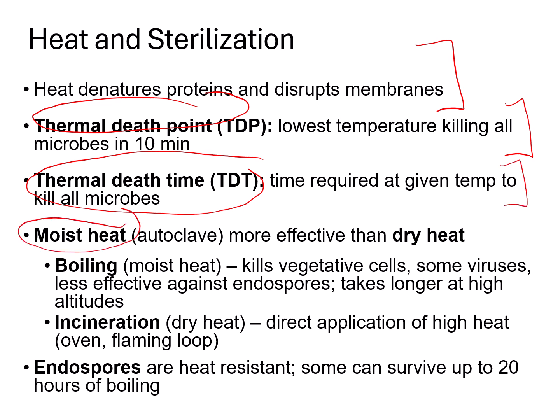Moist heat, such as steam or an autoclave, is more effective than dry heat because water conducts heat better than air. Boiling, which is a type of moist heat, kills most vegetative cells and viruses, but does not destroy endospores. Some can even survive 20 hours of boiling. Incineration, a type of dry heat, like flaming a loop or using an oven, destroys all organisms, including endospores. Remember that endospores are extremely resistant and require higher temperatures and longer exposure times.